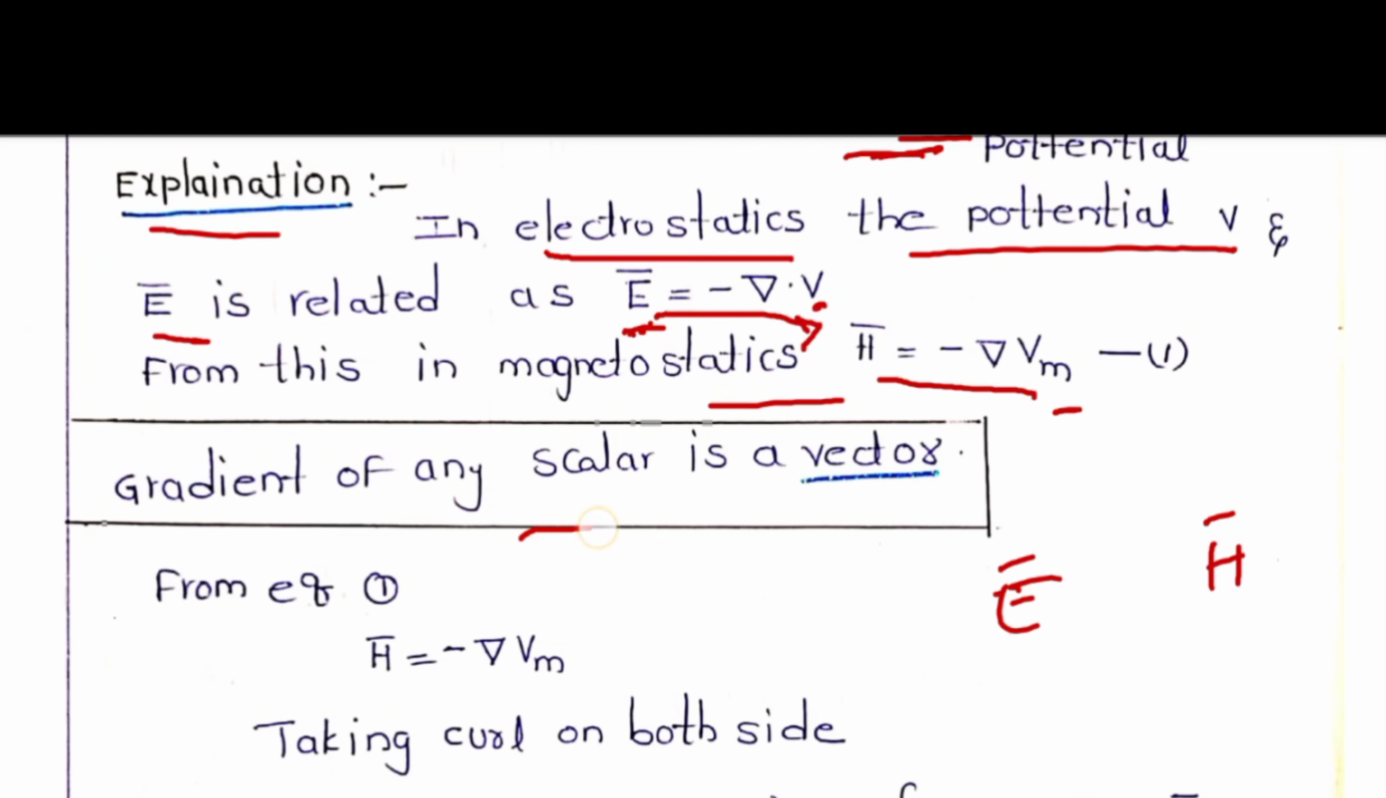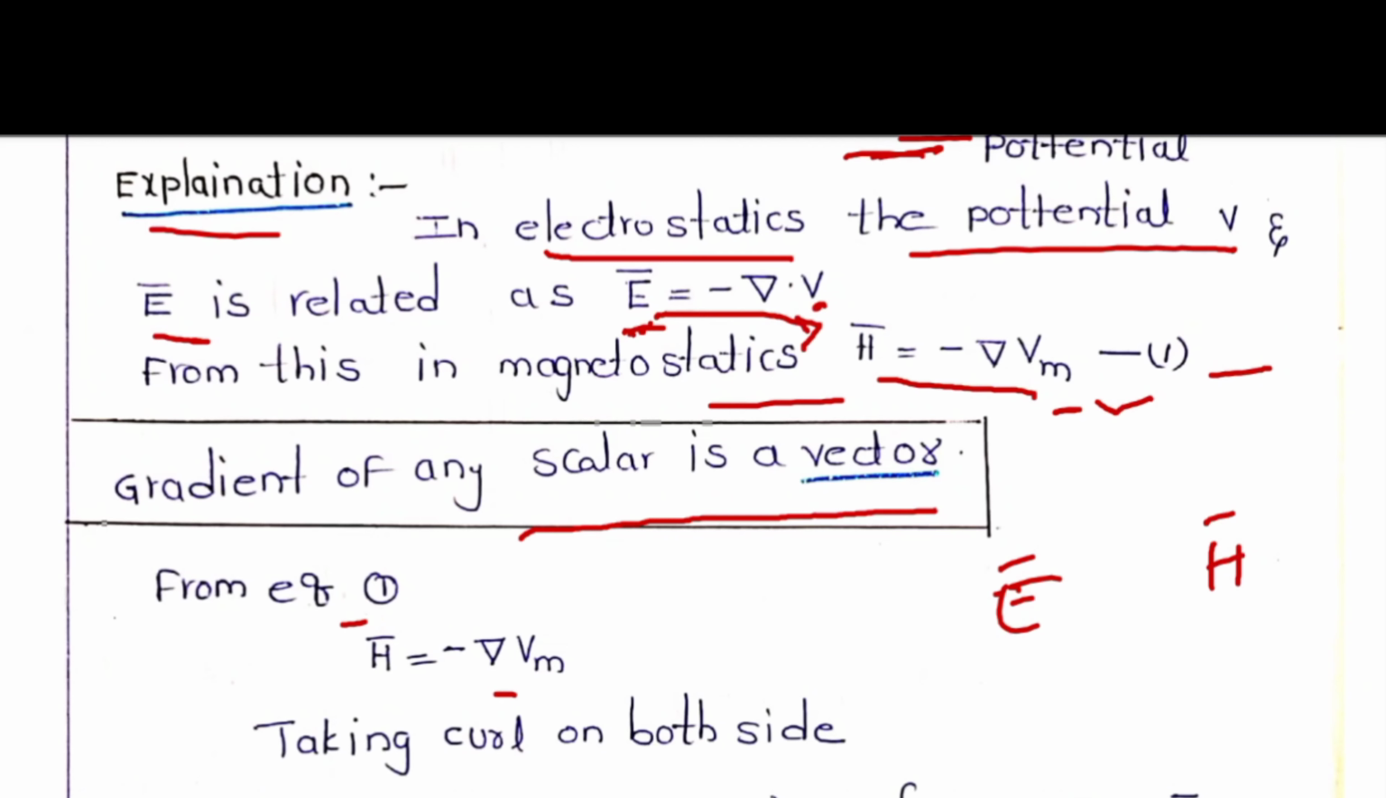The gradient of any scalar is a vector, because the scalar magnetic potential is Vm. Make this equation number 1. From equation 1, H bar equals minus del Vm.